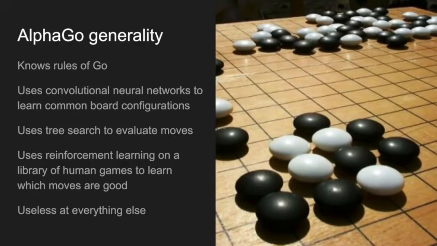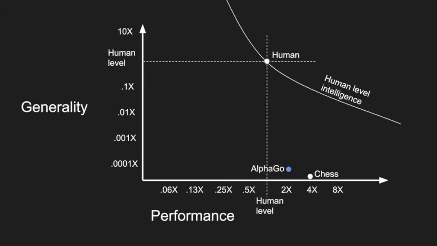But like Stockfish, it's useless at anything that's not Go. So while it has a few tricks that allow it to be more general, it is still very narrow in its applications. So on our plot, we might put it here. Again, far exceeding human level performance, but still very low on the generality axis.